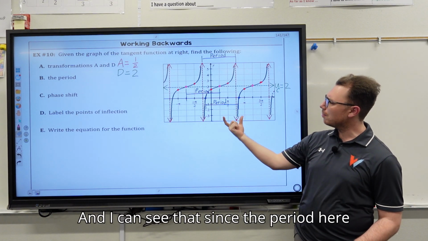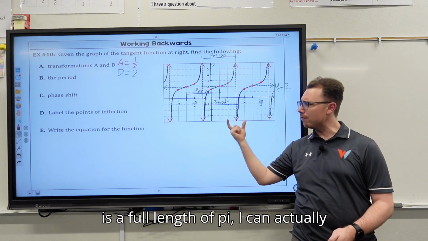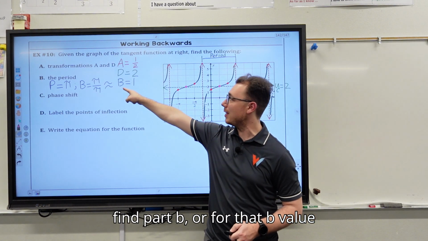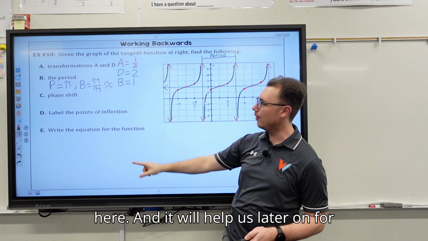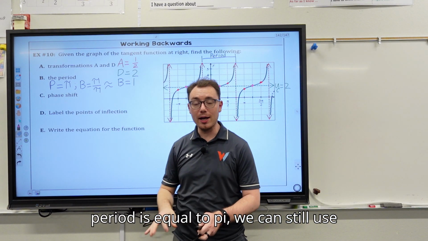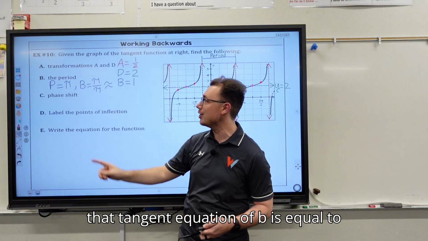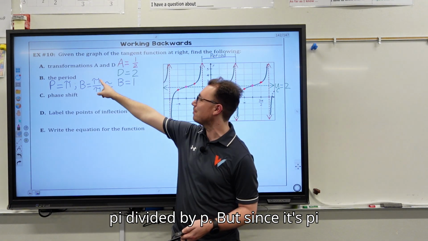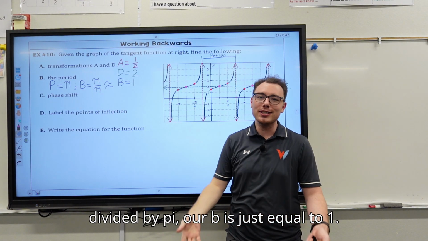And I can see that since the period here is a full length of pi, I can actually find part B, or that B value here. And it will help us later on for this part E. For part B here, since period is equal to pi, we can still use that tangent equation of B is equal to pi divided by P, but since it's pi divided by pi, our B is just equal to 1.